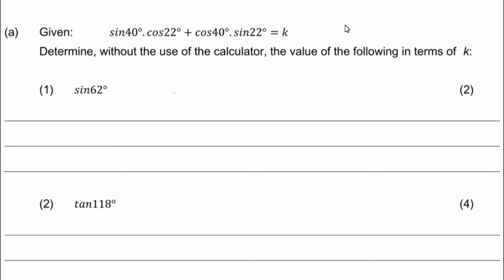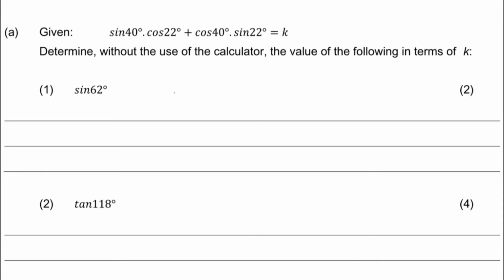So now this question says, given that sine 40 cos 22 plus cos 40 sine 22 is equal to k. Determine without the use of the calculator the value of the following in terms of k. Okay, so the first question here says sine 62. We need to find sine 62.